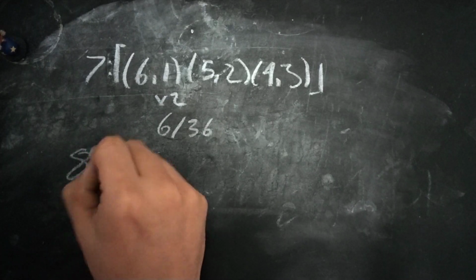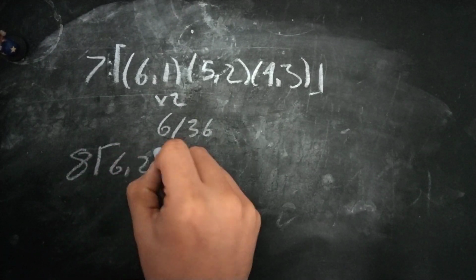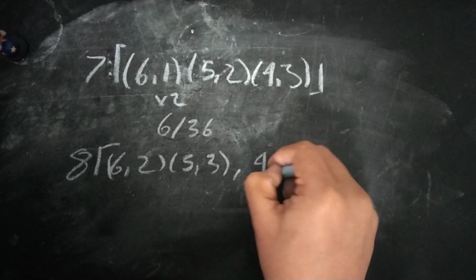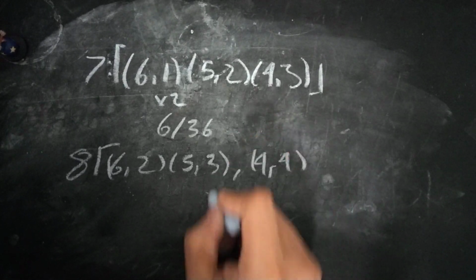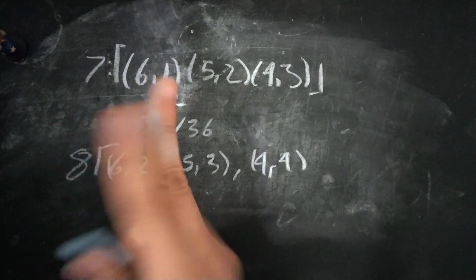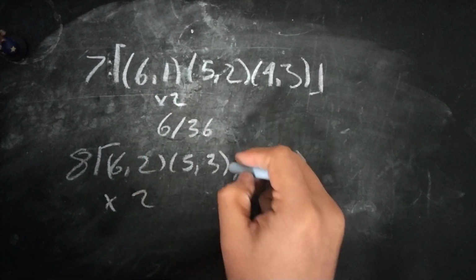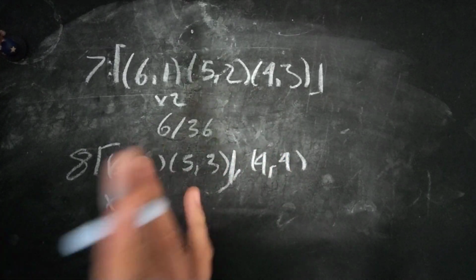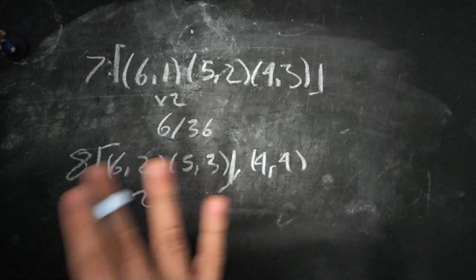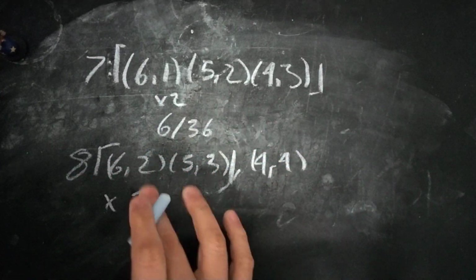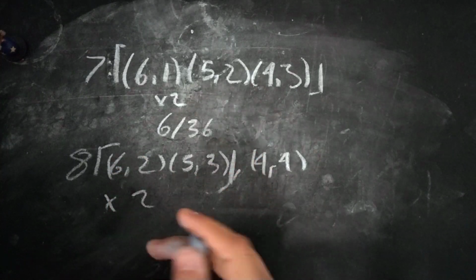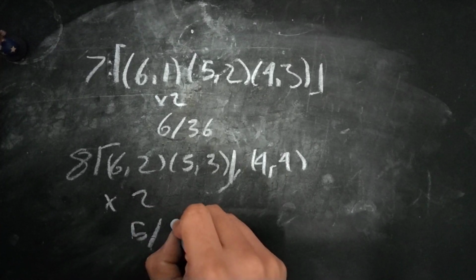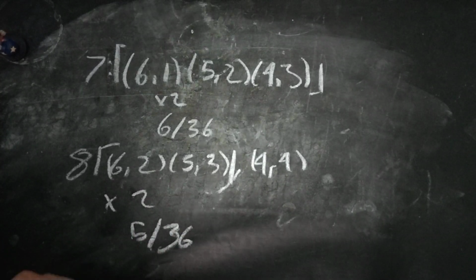For 8, it's 6 and 2, 5 and 3, and then 4 and 4. Now here it's similar in that these two can be reflected, so you can multiply this by 2, but only these two. 4 and 4, if you reverse the pairing, it's still just 4 and 4, which is the same, so you don't count that. So here it'd be 2 times 2, which is 4, plus the 1. So for 8, you have a 5 in 36 chance of rolling it.